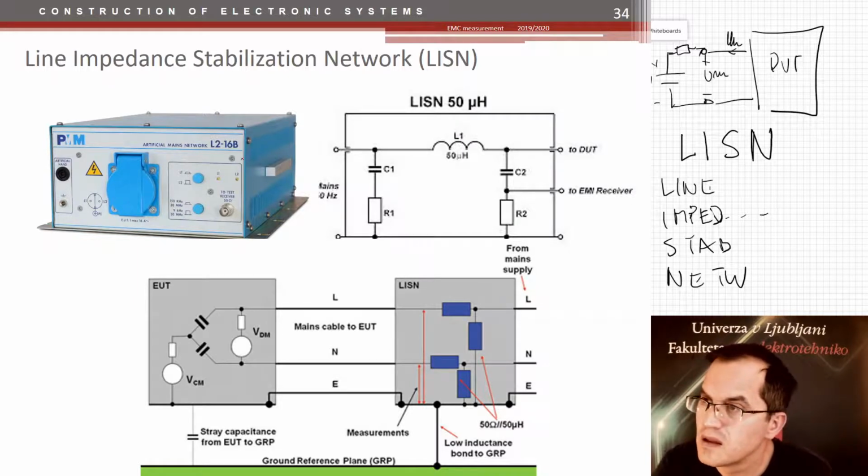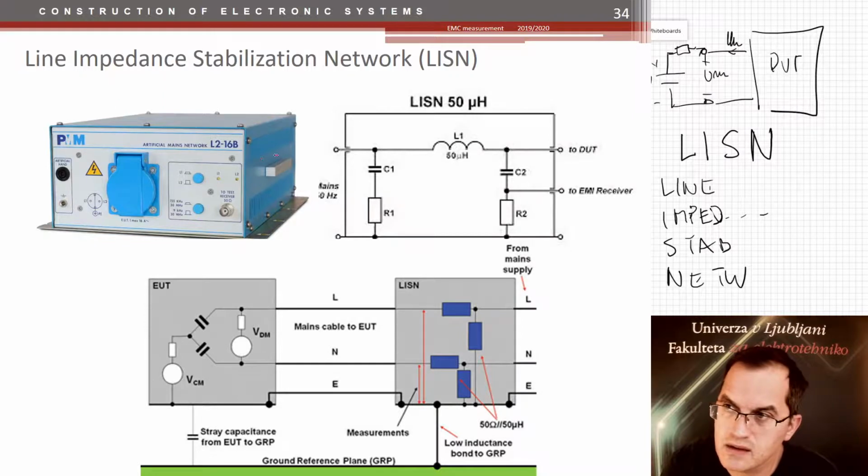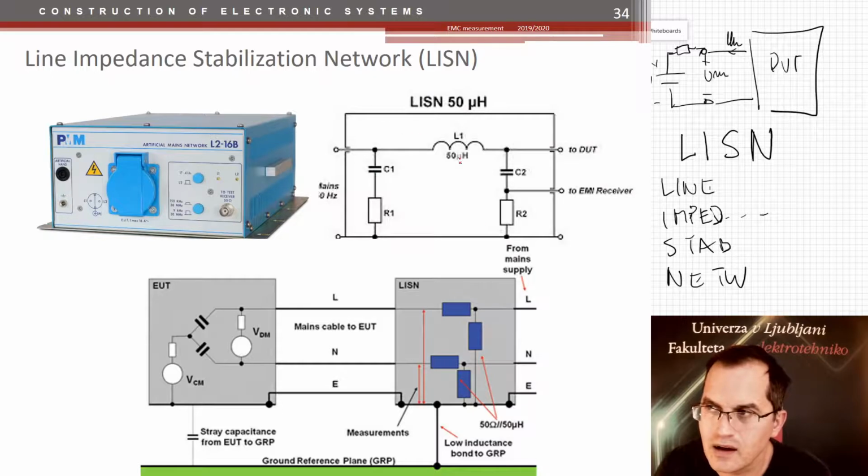So this is the way the LISN looks like. You connect it into mains power, and here you connect your device under test. So what is inside? Well, not much, I would say. A few filters.